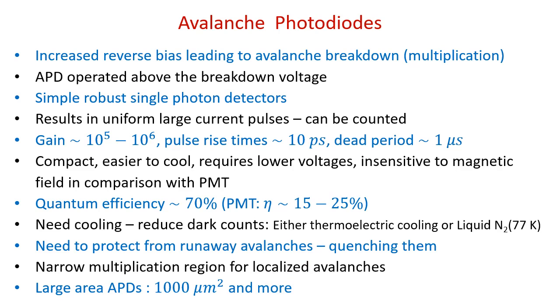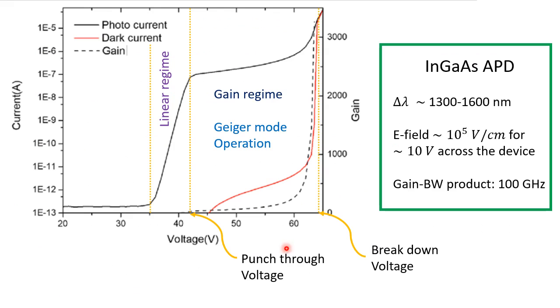Now let us look at the IV characteristics of the APD. On my left, I am plotting the current. On my right, I am plotting the corresponding gain associated with the multiplication from the avalanche, and on my x-axis is the voltage. So clearly, I am in reverse bias. If you do not put in a sufficient amount of voltage, you're not going to see much happening.